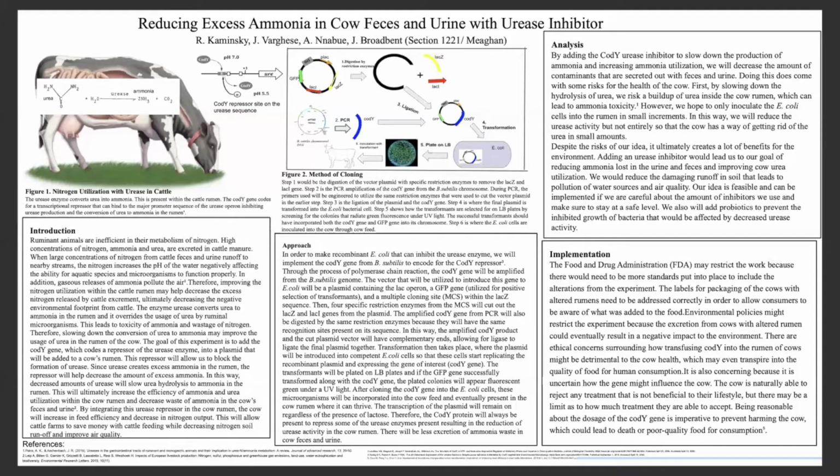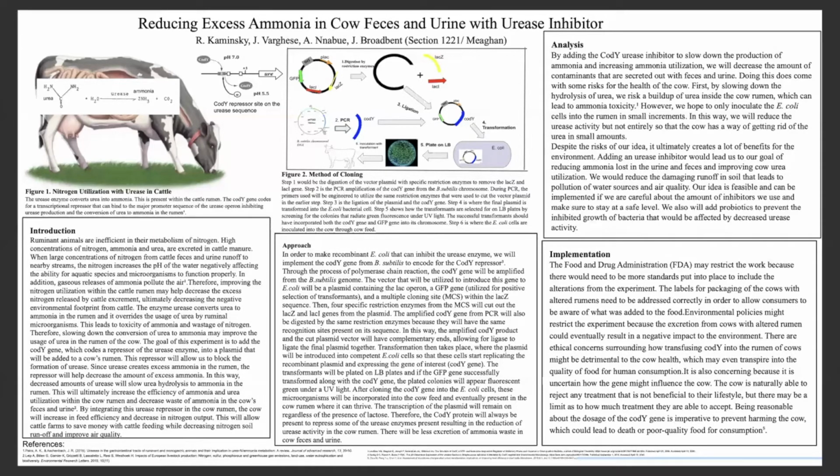By adding the CODY urease inhibitor to slow down the production of ammonia and increasing ammonia utilization, we will decrease the amount of contaminants that are secreted out. Doing this does come with some risk for the health of the cow. First, by slowing down the hydrolysis of urea, we risk a buildup of urea inside the cow rumen, which can lead to ammonia toxicity. However, we hope to only inoculate the E. coli cells into the rumen in small increments.